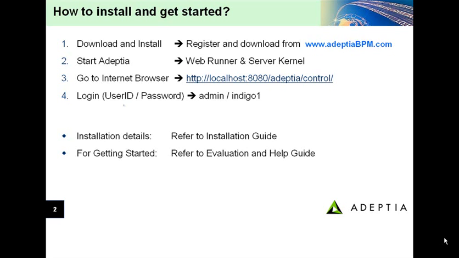Once the installation is complete and the application is up and running, we need to access the application by going to the internet browser and typing in the particular URL address as shown here. And we will log into the application by using a particular user ID and password. In order to find more details on the installation as well as to get started with the application, please refer to the installation and the evaluation guide available at adeptiabpm.com website.